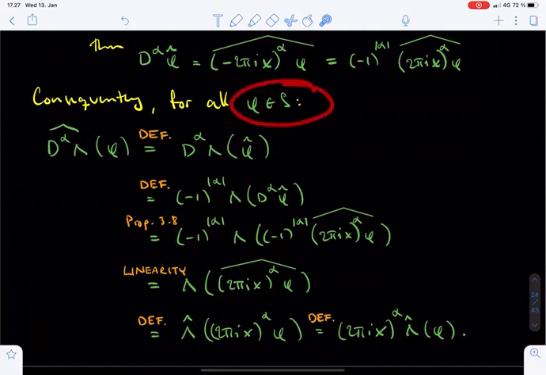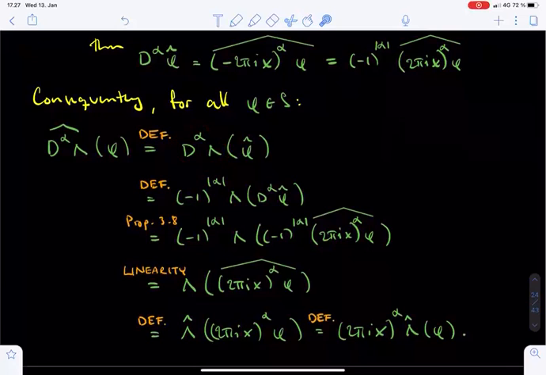We fix a Schwarz function phi and start with the definition. The Fourier transform of the distribution d^alpha of lambda evaluated at phi equals the distribution d^alpha of lambda evaluated at hat phi. Next, as we advertised, we recall the definition of the distribution d^alpha of lambda. Its action on a Schwarz function, this time hat phi, is defined by (-1)^|alpha| times lambda evaluated at d^alpha of hat phi.